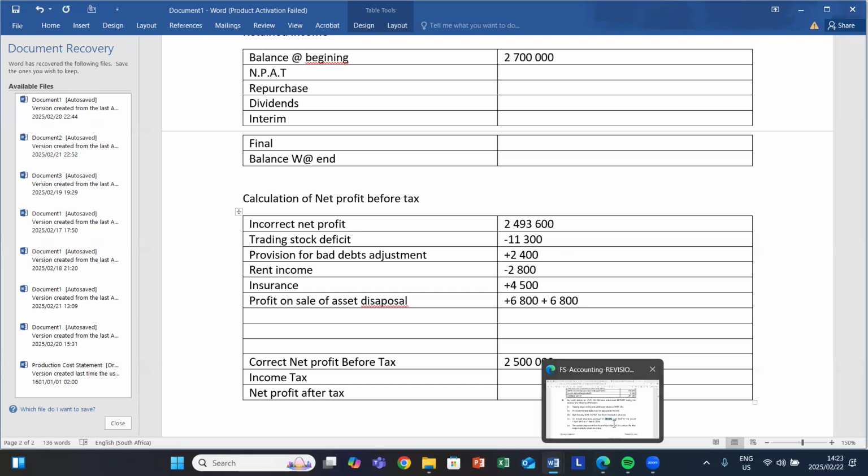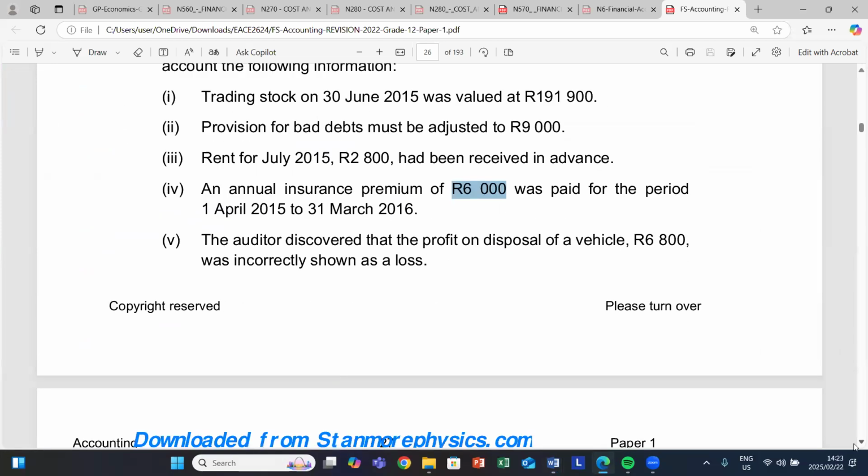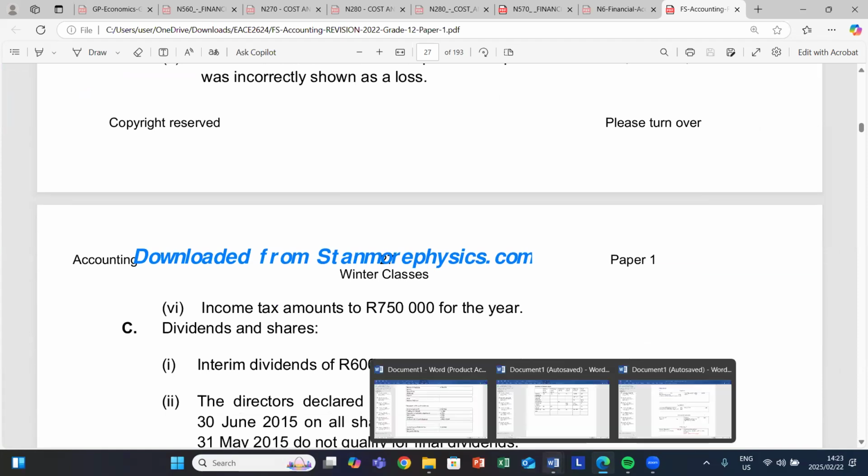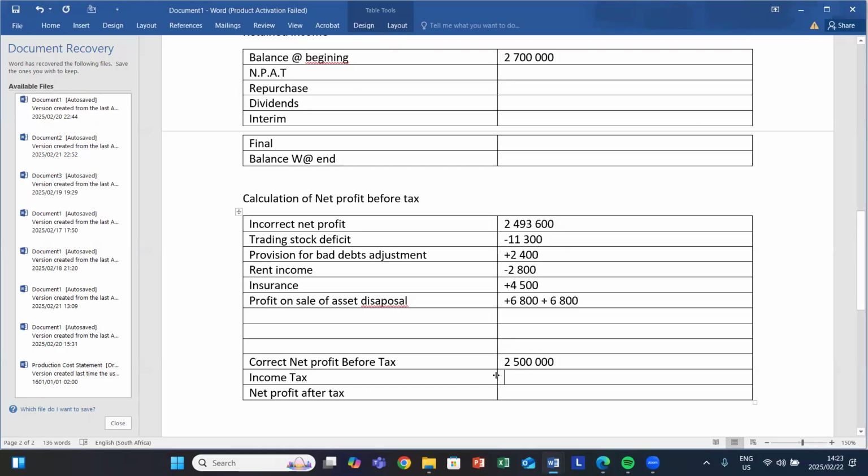Let's calculate our income tax. They say that income tax amounts to 750,000 rand. They already calculated income tax for you. So let's calculate our net profit after tax. We'll say 2,500,000 minus 750,000, in which you get 1,750,000. So that is your net profit after tax.